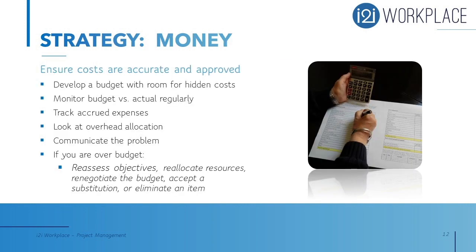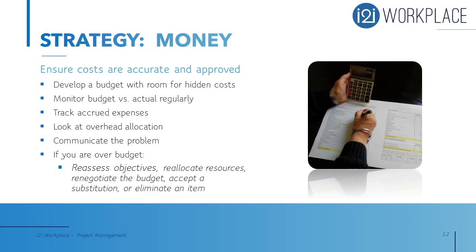Another resource you'll have to manage is money, and ensure costs are accurate and approved before you begin. Develop a budget with room for hidden costs, so you may want to pad the budget to ensure that you don't go over budget. Again, going over budget can impact your credibility and your reputation. Also, watch the costs, monitor budget versus actual regularly, and ensure that any costs overrun are justified. Track your accrued expenses to ensure that you're managing your resources appropriately. And also look at overhead allocation.